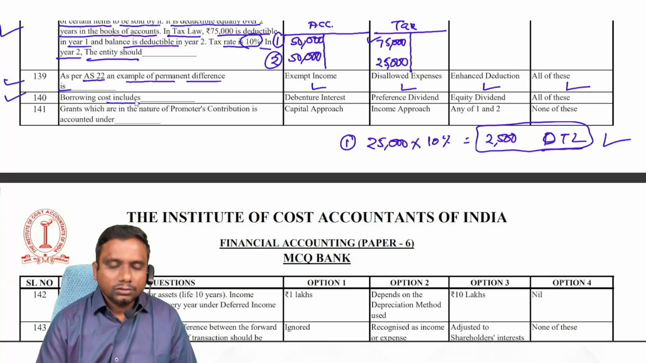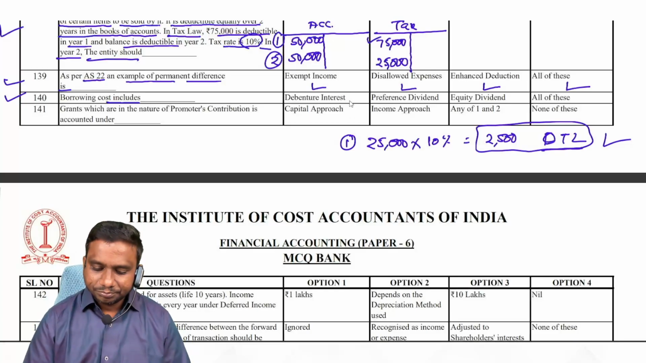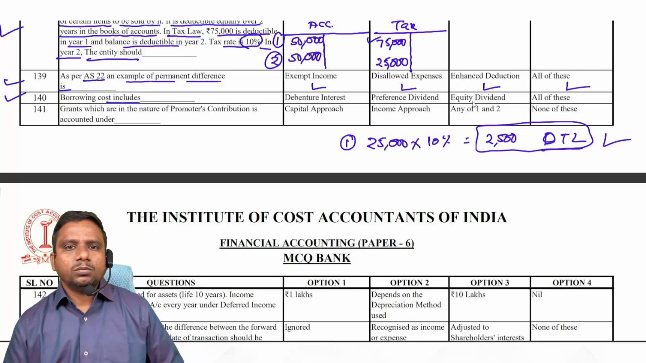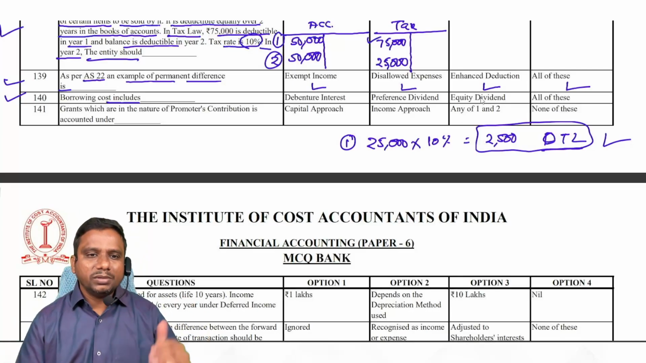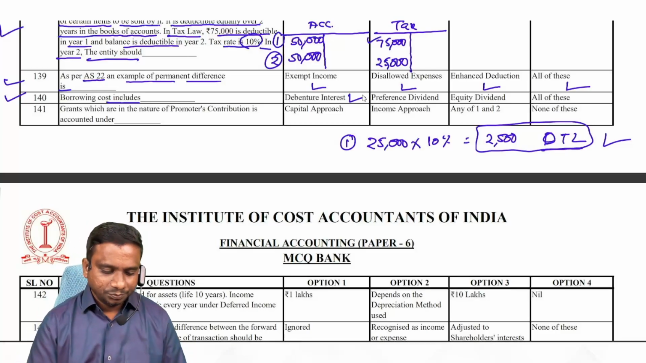140. Borrowing cost includes, as per AS 6, debenture interest, yes. Debenture is nothing but borrowing. Preference dividend, equity dividend: preference and equity shares are not borrowing. Borrowing is nothing but debentures. So only debenture interest is included as a part of borrowing cost.